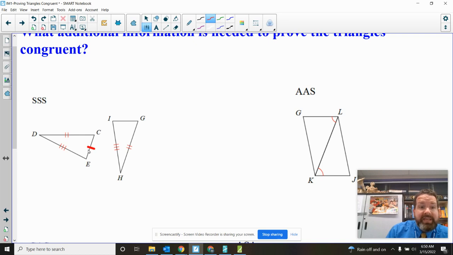So I need to prove that this segment CE, and the way you do a segment is with both letters and then a little line on the top. That's line segment that goes from C to E. The order of the letters doesn't matter. So you could call it EC, it's the same thing. But I need that one to be the same as this segment, IG, or GI, it's the same thing. And to show that those are the same, use the congruent symbol in between. It's equals with that little squiggle on top. So in order to use SSS, I would need to know that segment CE is congruent to segment IG.